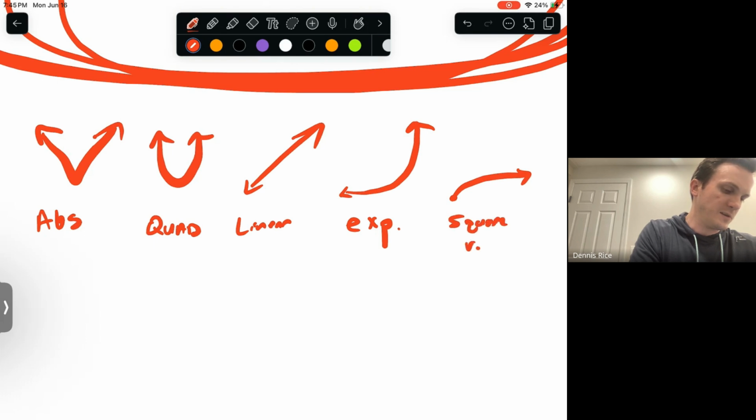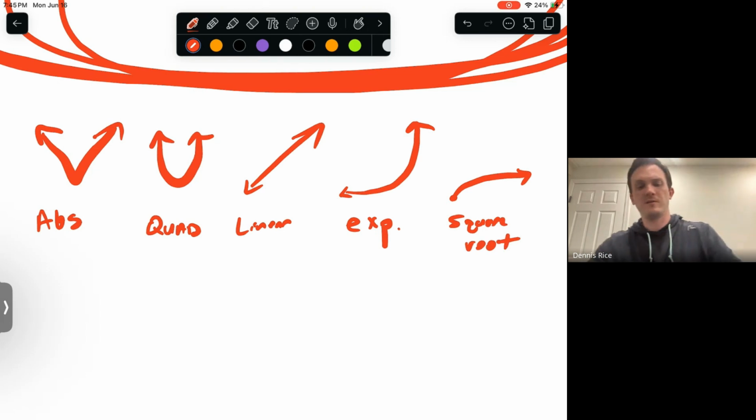If you ever forget what these look like, what's a good thing you could do? Type it into your calculator. I think that's everything. Someone let me know if I'm missing one. I think that's most.